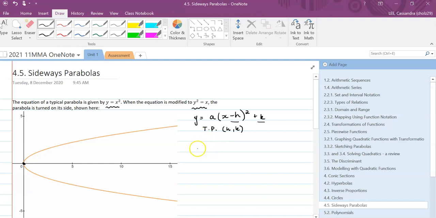With our sideways parabolas, the turning point formula is pretty similar, but what we're going to do is move this k over to the other side. So now we have (y - k) squared is equal to a, and we're not going to square this, so it's just going to become (x - h). That's the difference in the two formulas. When we have it in this form, our turning point is going to be at (h, k). Then again, we find our intercepts, put those points on our graph, and use that information to sketch our parabola. So let's have a look at an example.